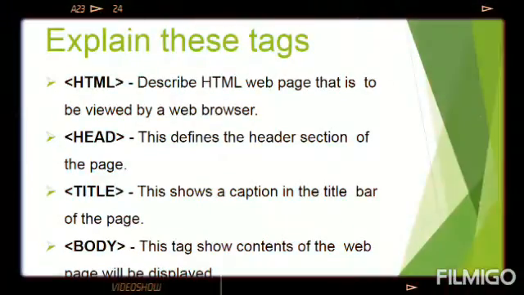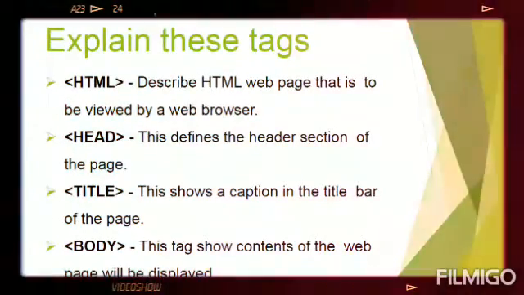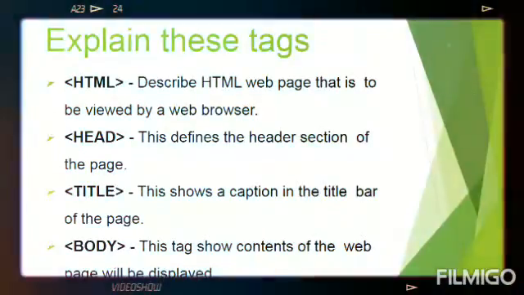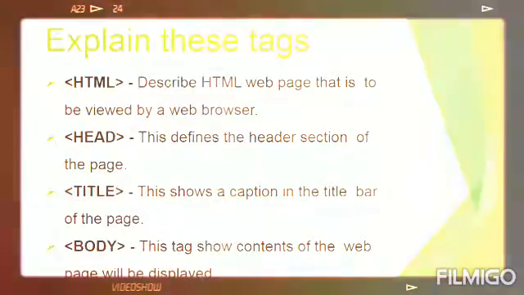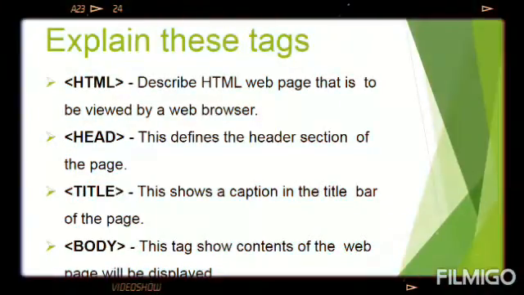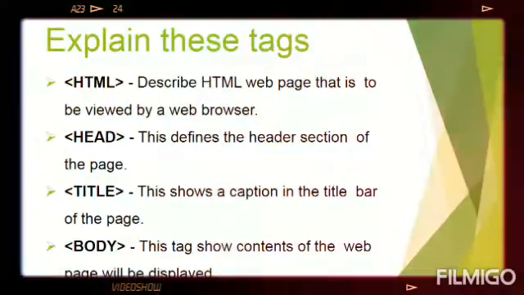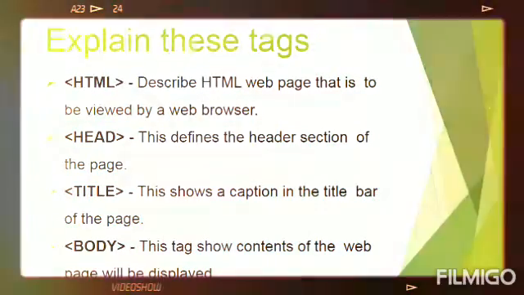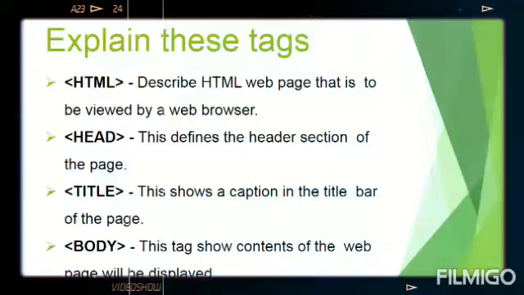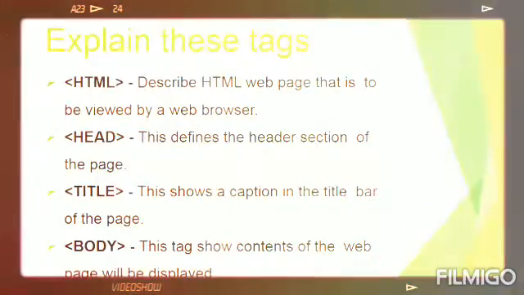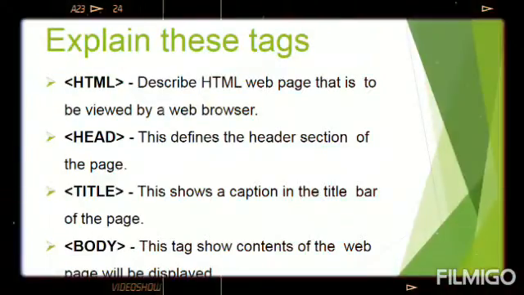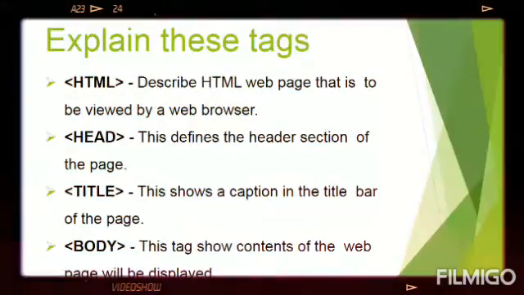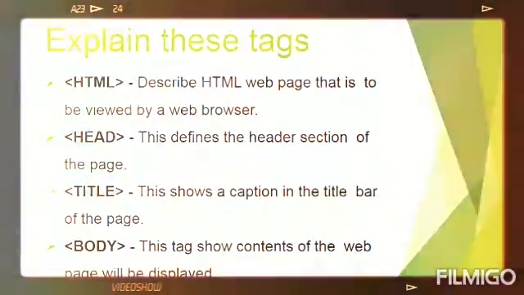So the first tag is the HTML tag, which describes the web page that is to be viewed by a web browser. It is the most important tag of an HTML web page. It is a container element which has both the starting and the ending tag. It identifies the document as an HTML document. It indicates that the content of a file is in HTML. It is not visible when displayed on the web browser, but it gives a hint to the browser that the document is an HTML document.